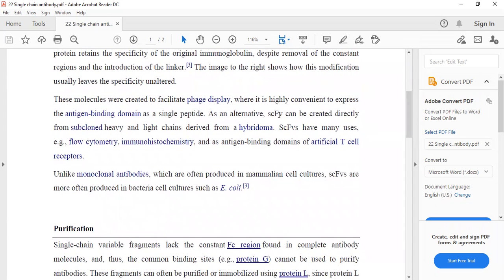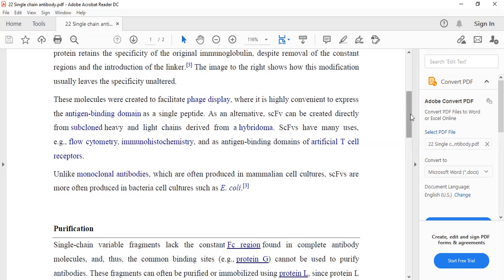The variable region, as we know, has the antigen binding sites. So only this variable region will bind to the antigen, not the whole antibody. So we need to join the two variable regions to each other, using hybridoma technology. This is the basic mechanism by which single chain antibodies are prepared.